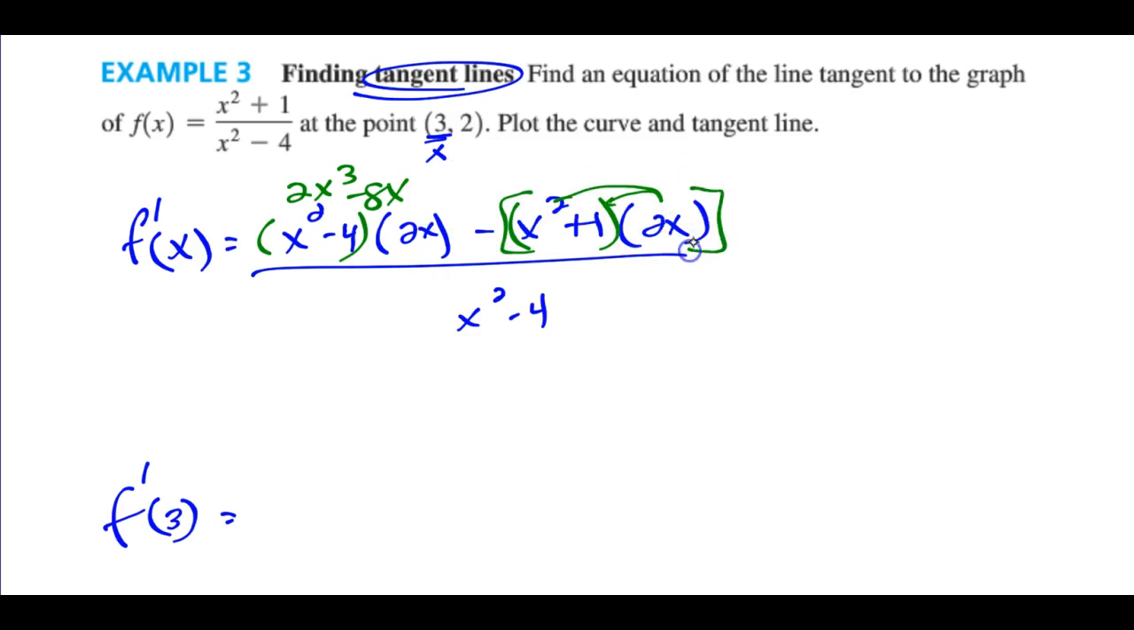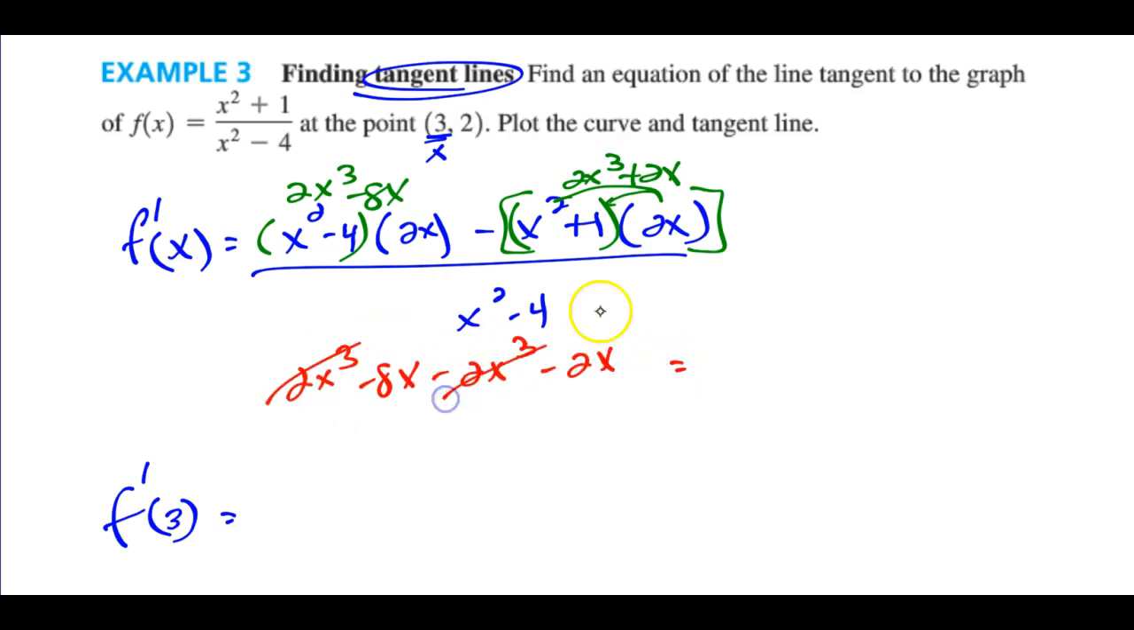Be careful, this negative is going to get distributed. So this is really 2x cubed plus 2x, but when I distribute it, it's really 2x cubed minus 8x minus 2x cubed minus 2x. And I think those x cubes go away. So just maybe negative 10x over x squared minus 4. I hope I got the derivative correct.